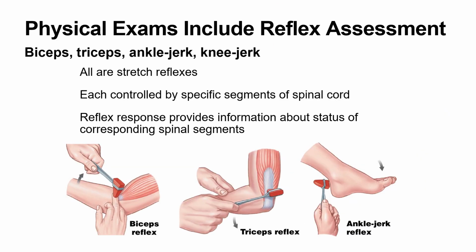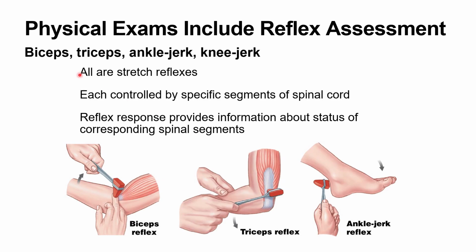A good physical exam of our patients will, of course, include assessing reflexes, because assessing reflexes will give us tons of information about their nervous system as well as the musculoskeletal system. The biceps, triceps, ankle jerk, and knee jerk reflexes are all known as stretch reflexes. For these, we take a typical reflex hammer that we see right here, and we simply tap the reflex hammer on the tendon of the associated muscle we are testing.